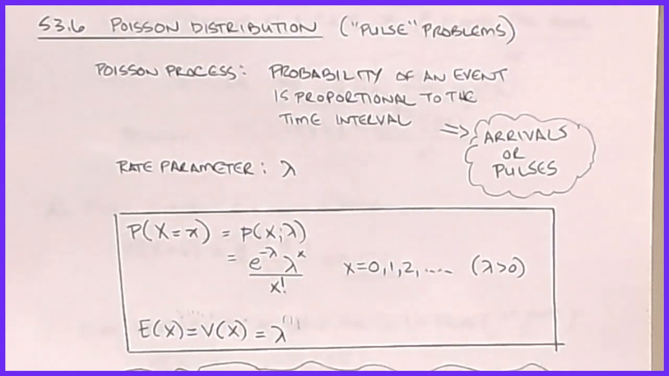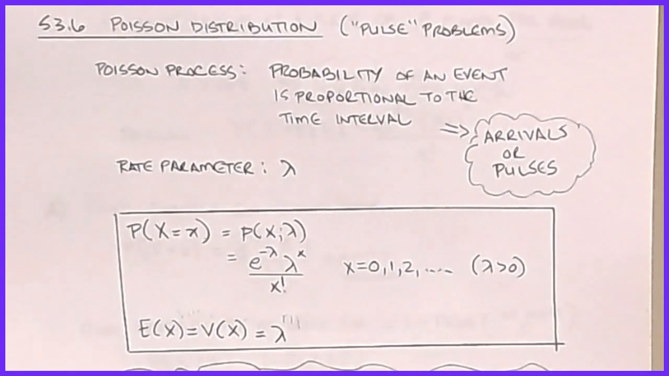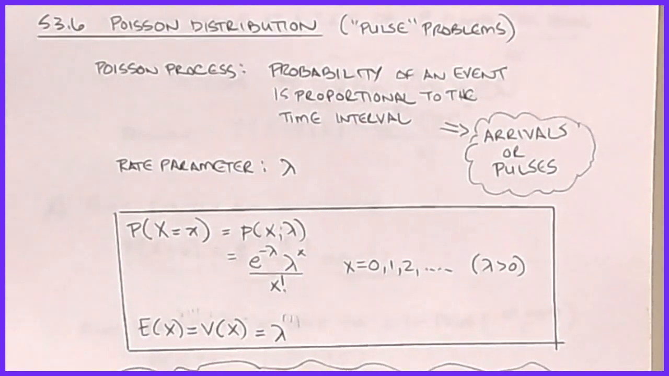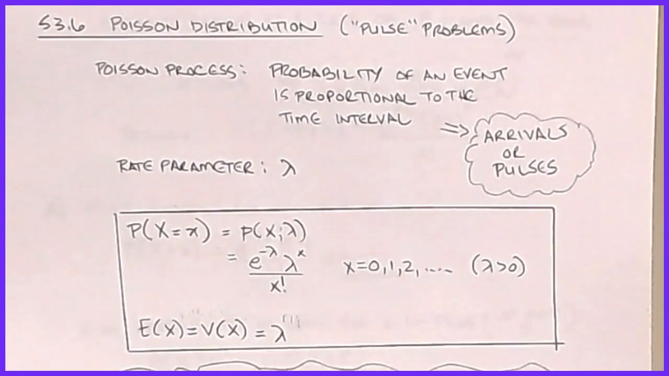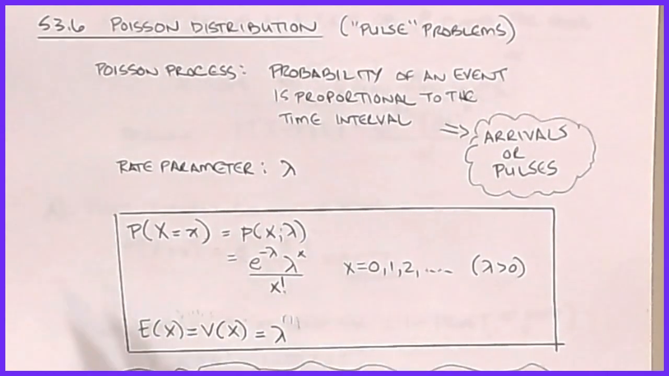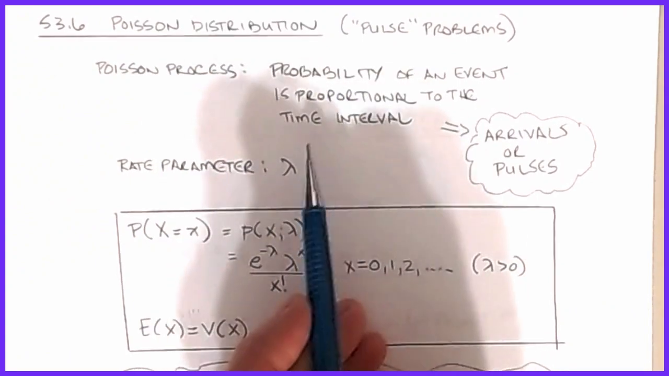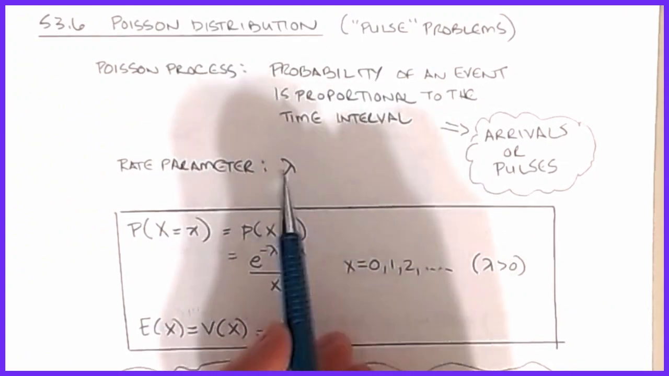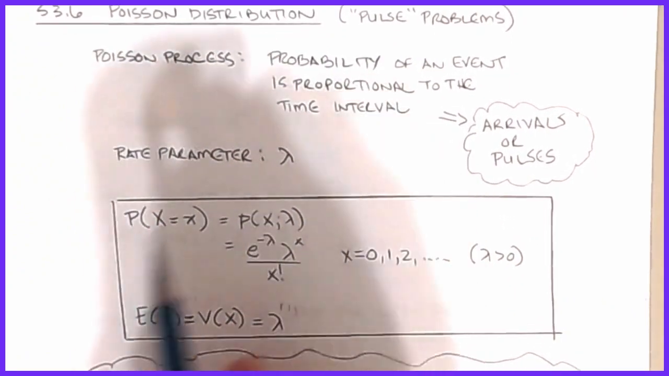And this one's very useful in things like queuing theory and arrival departure studies at restaurants or airports or anything like that. And so that's the way we're going to look at this one. All right, so the Poisson process basically is the probability of an event when it is proportional to some sort of time interval. So there's going to be a rate factor that's going to be a major issue.